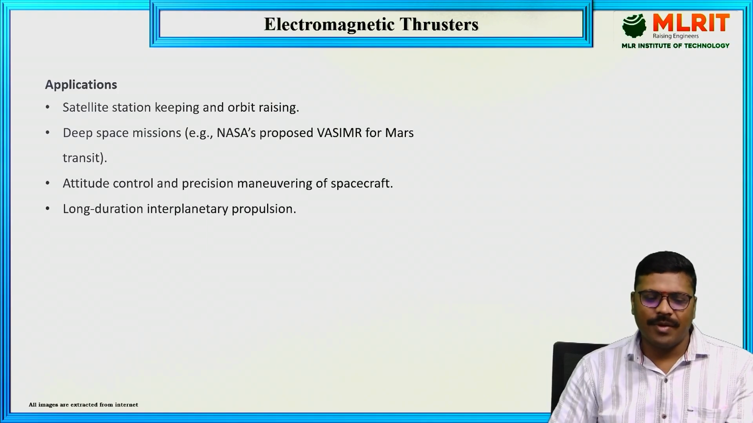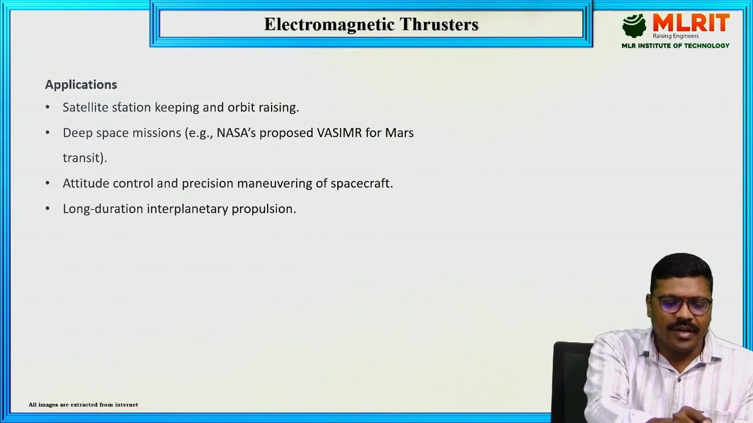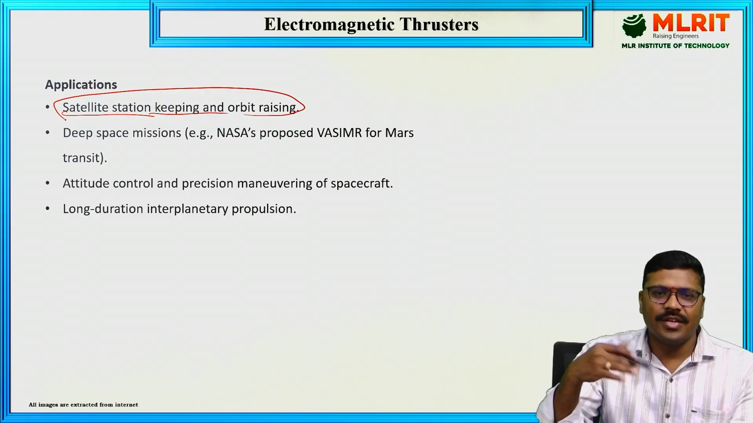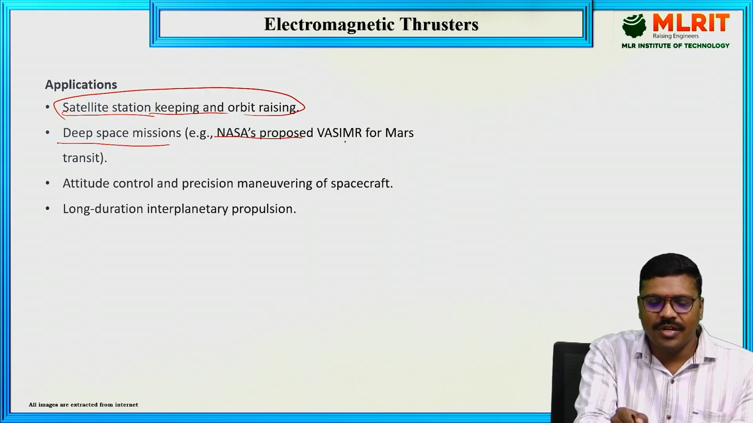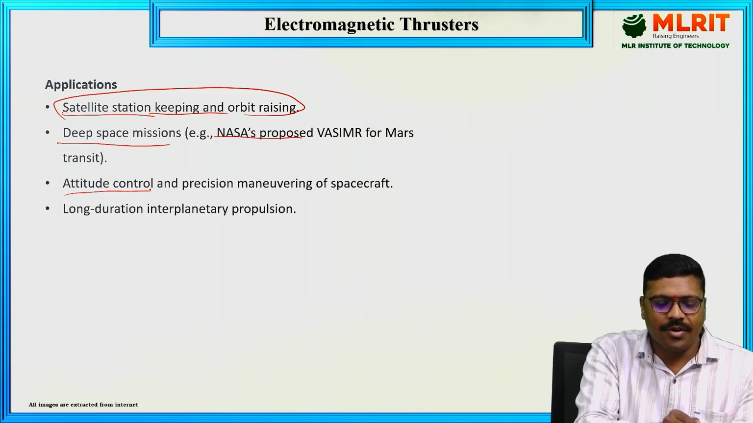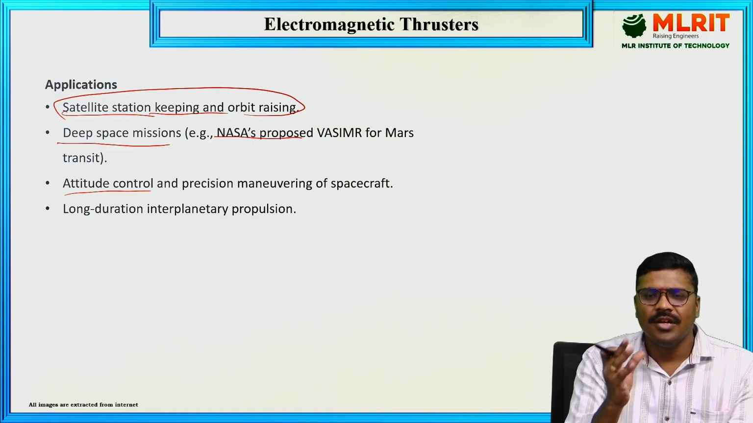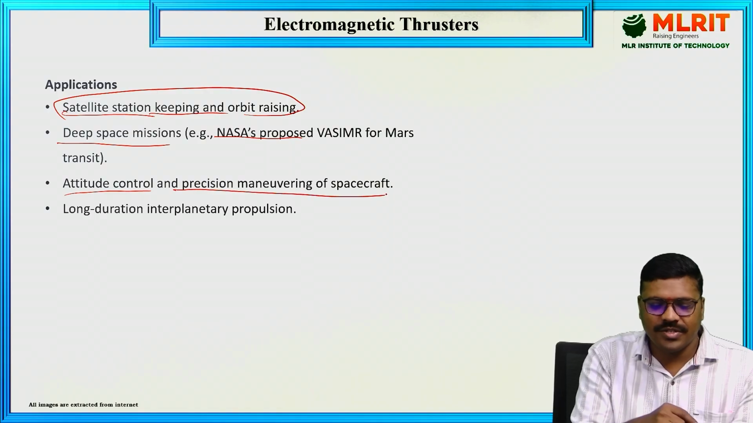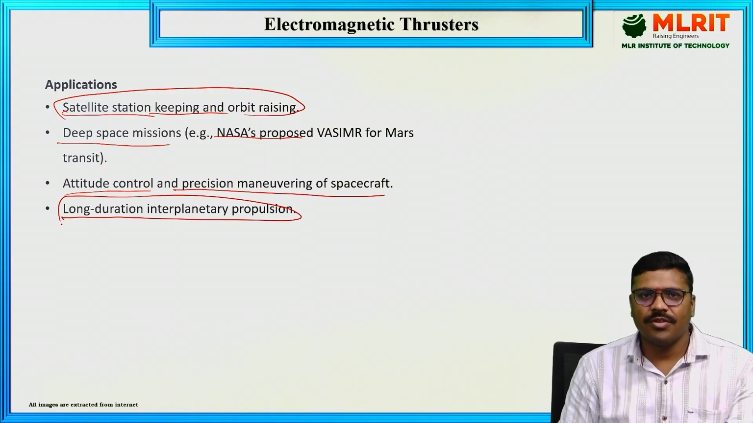Next, coming to the applications of these electrical thrusters: satellite station keeping, or orbital raising, where we can increase orbit size; deep space missions like NASA's proposed VASIMR for Mars transit; and attitude control, where we can change the orientation of the satellite or spacecraft in different directions; precision maneuvering of spacecraft, and long duration interplanetary motions. For all these applications, we can use electrical thrusters.